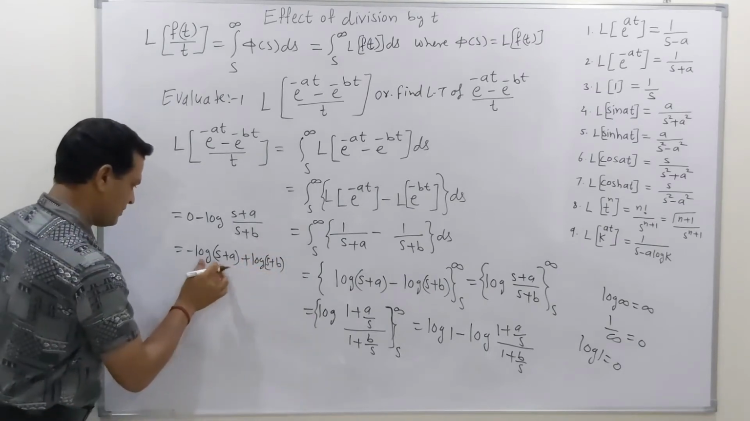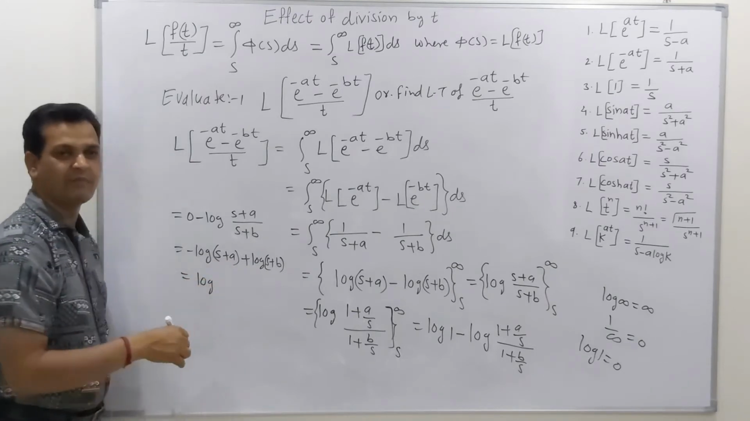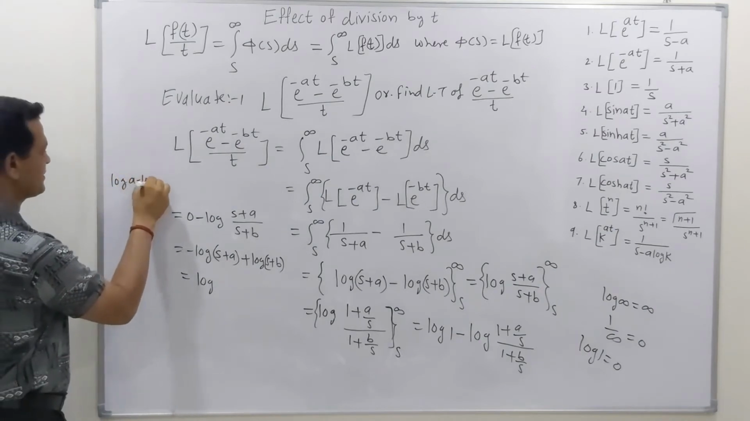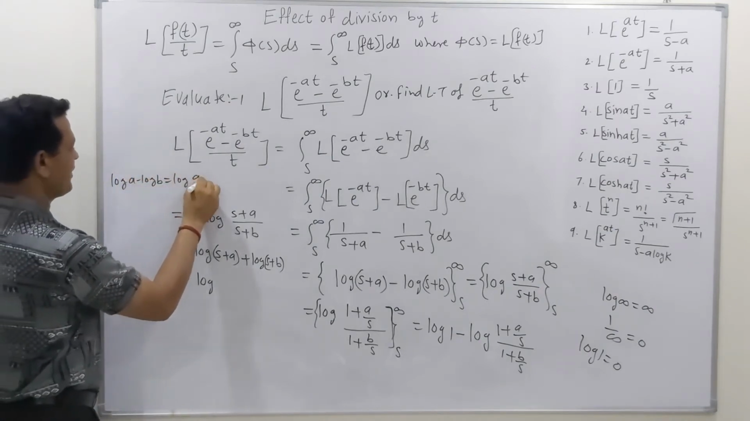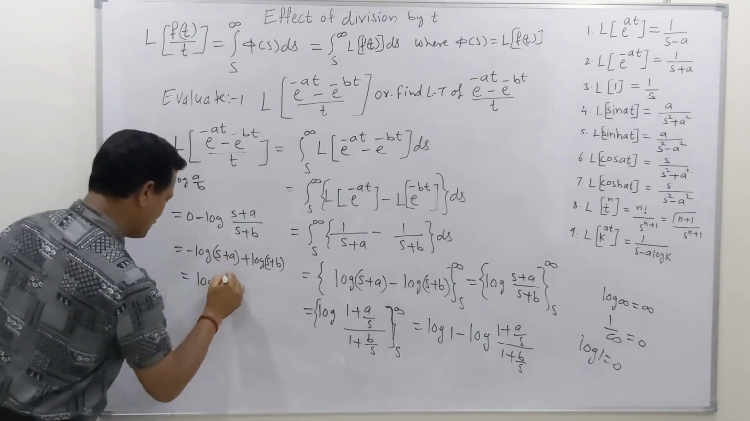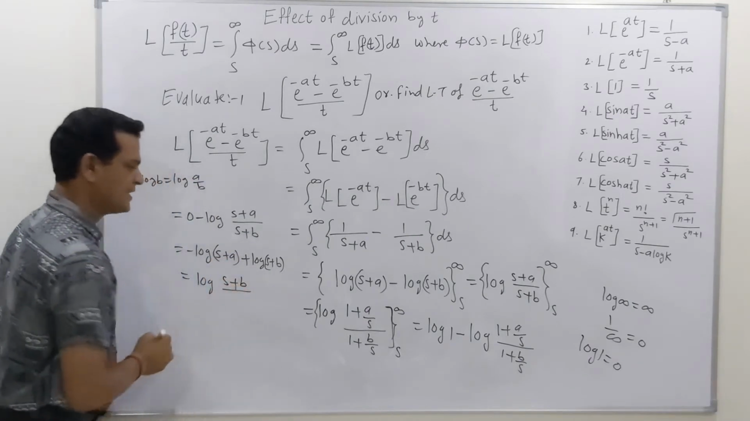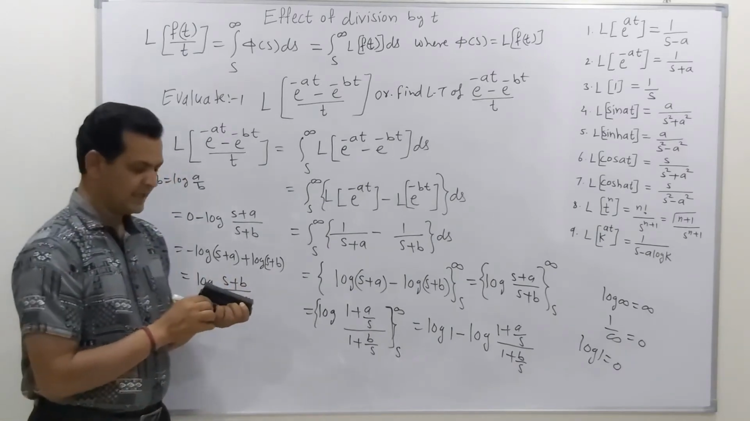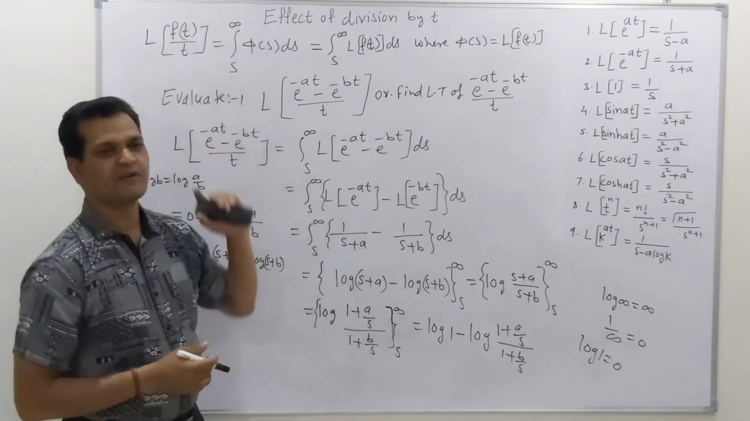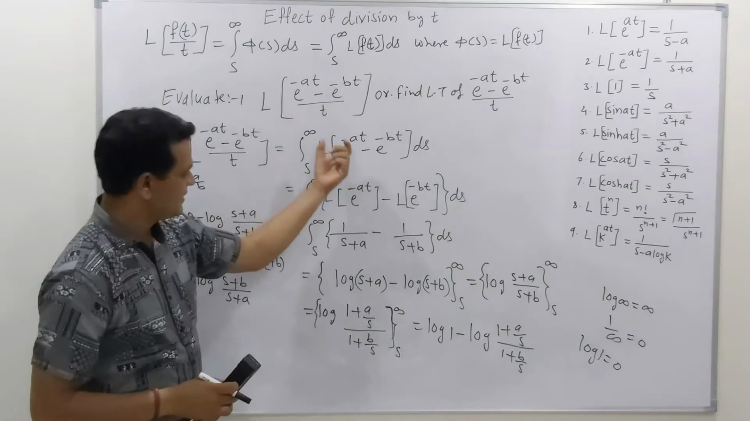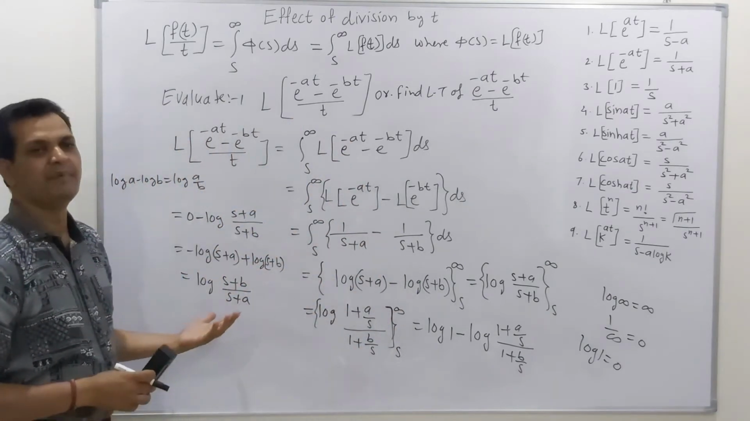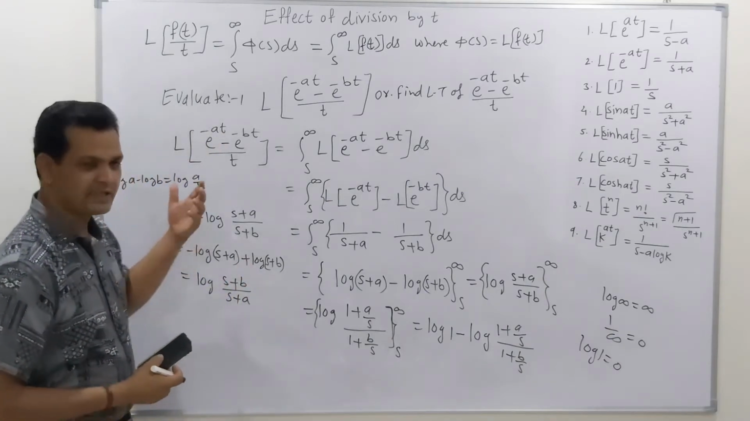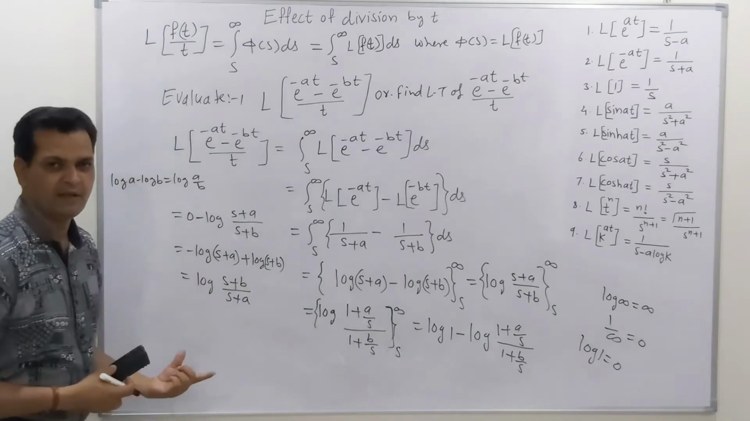So now this is the plus term, this is the minus term. According to the logarithmic formula, log of a minus log of b is equal to log of a upon b. So according to this, we write this as log of (s plus b) upon (s plus a). In this way we can solve the example based on the effect of division by t property. This is a simple example, asked many times in university and autonomous examinations.